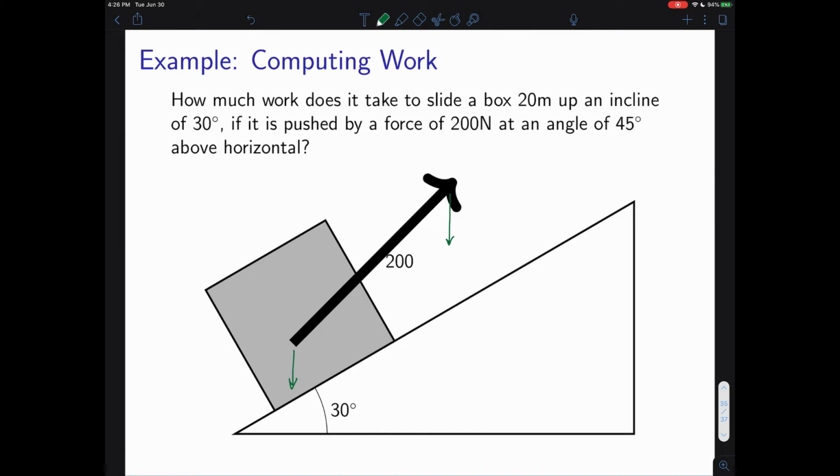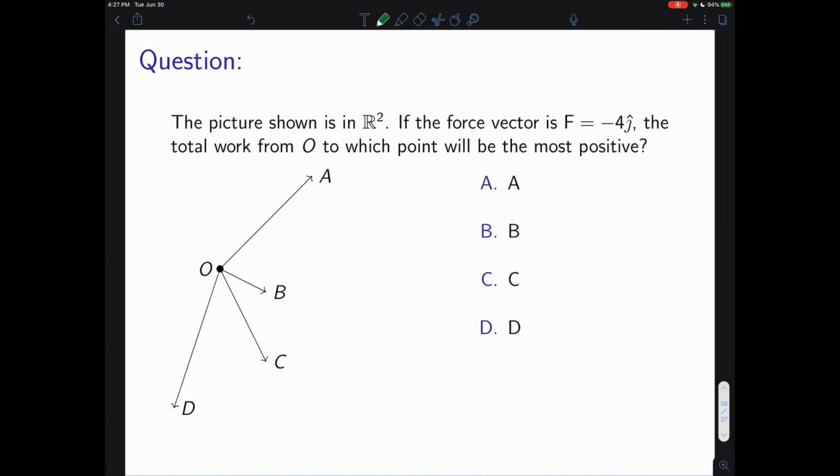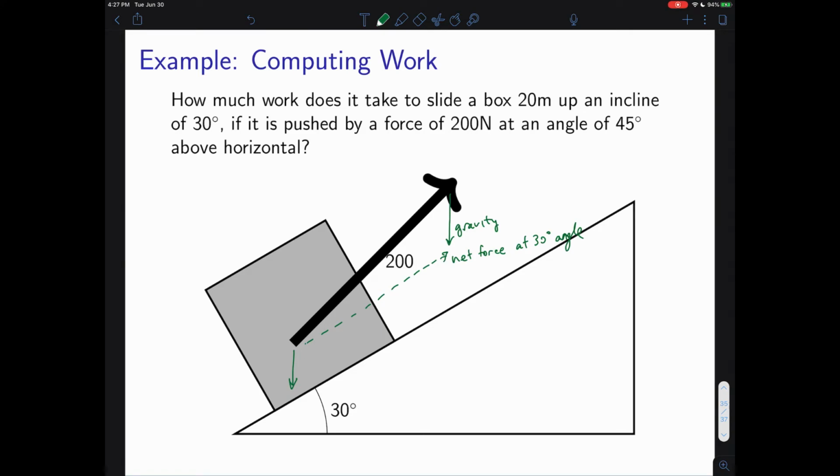It's pushing it down. So when you add the gravity vector on there, you get a net force at a 30-degree angle. So how much work is being done here? And I don't have an answer slide. The answer is the amount of work is the force vector dot product the displacement vector.